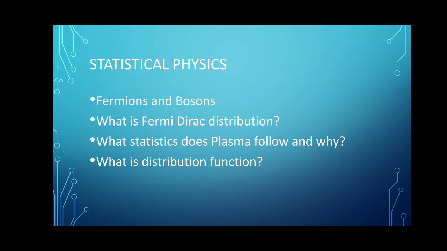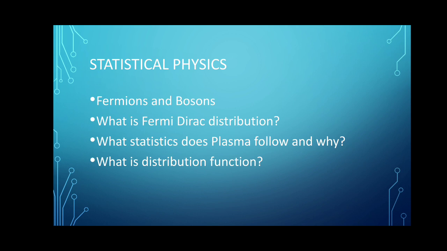So when we come to Fermi-Dirac distribution, it represents the probability of occupancy of any energy state by fermions, and in Bose-Einstein distribution it is the probability of occupancy of any energy state by bosons.